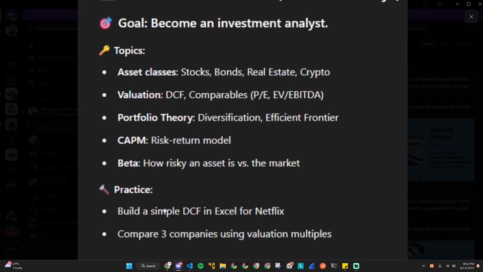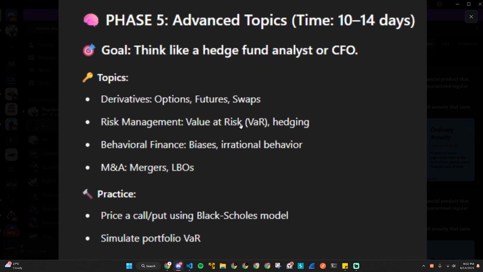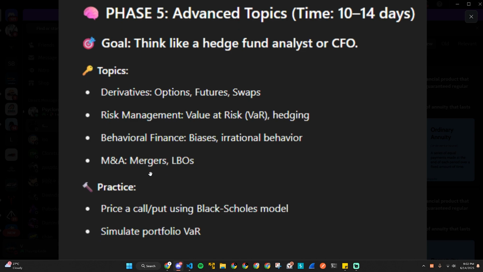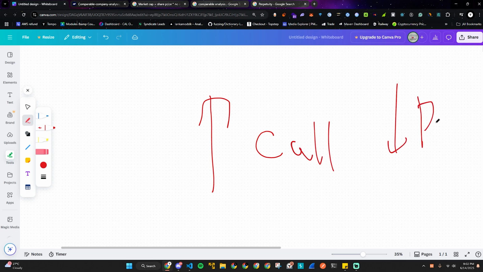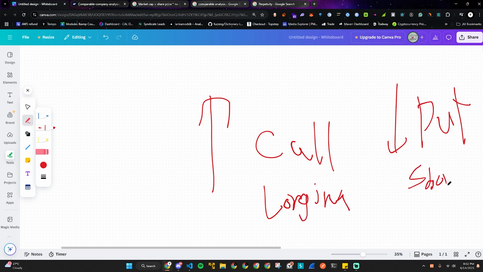Okay, so next we have value at risk. This is easy. Hedging is of course balancing things out. If one loses, you want to make sure you get what I mean by hedging. So mergers, LBOs, I've explained what this is. Calls, you pick the phone up when you're calling, and you put the phone down when you're done with the call. So longing and shorting. Okay, shorting.